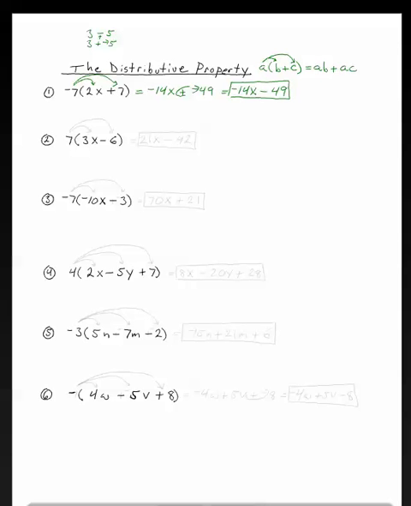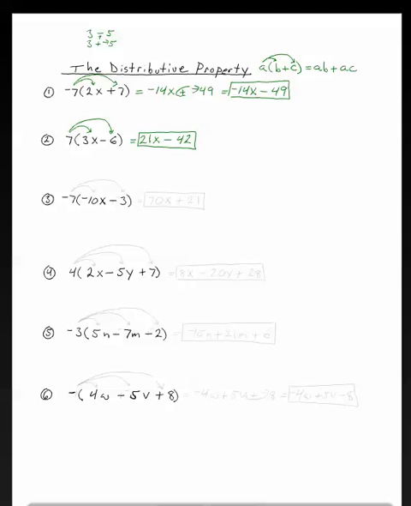For our next one, number 2, we could change this minus 6 to a plus negative 6. But since we're distributing a positive number, a positive 7, it shouldn't be necessary to change it. It would just make more work for ourselves. So we're going to do 7 times 3x, which will give us 21x, minus 7 times 6, which is 42. So we get 21x minus 42.